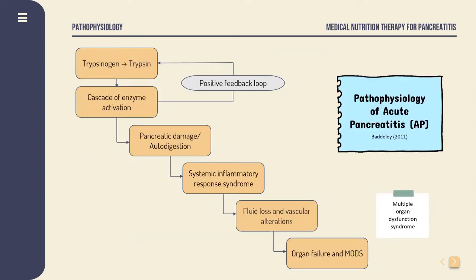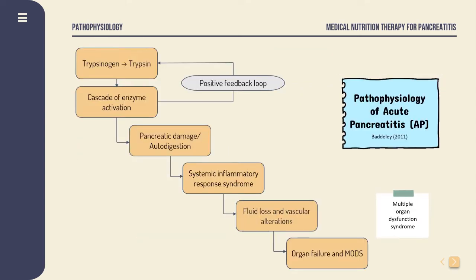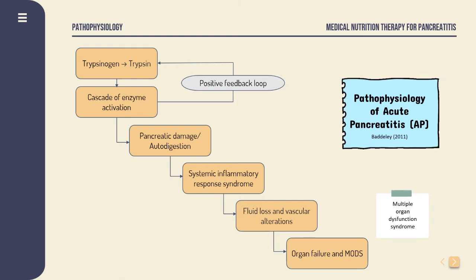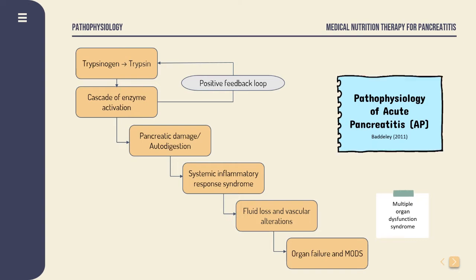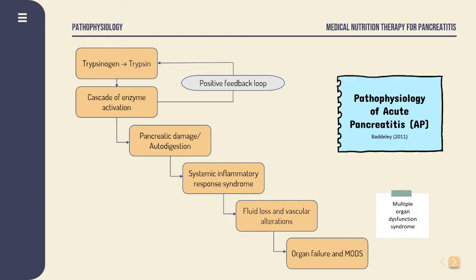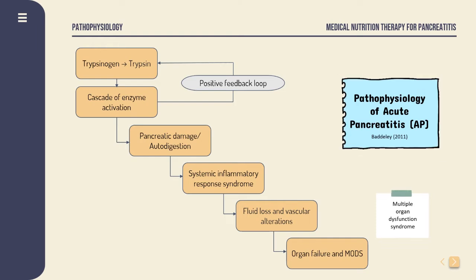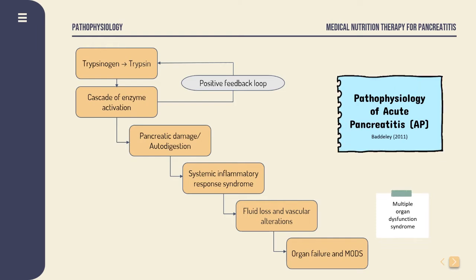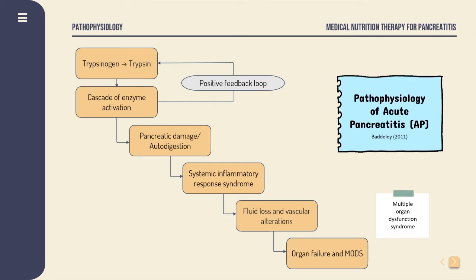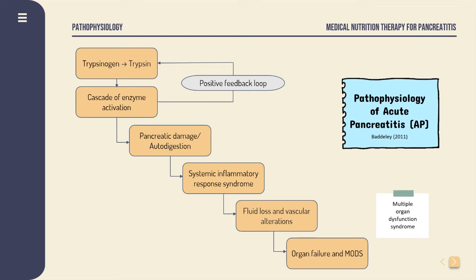The first step takes place within the pancreatic acinar cell, where trypsinogen is converted into active trypsin, causing a cascade of additional digestive enzyme activation and cellular damage, as well as gland autodigestion. Damaged cells release activated enzymes into the surrounding tissues, causing the autodigestive process to continue, as well as entering systemic circulation through inflammatory mediators such as cytokines and macrophages.